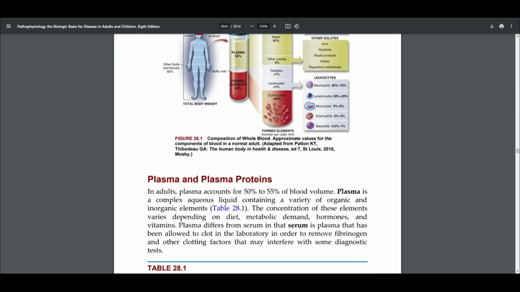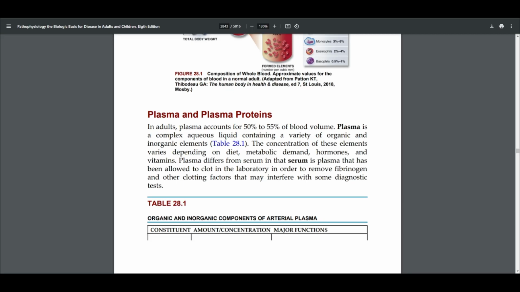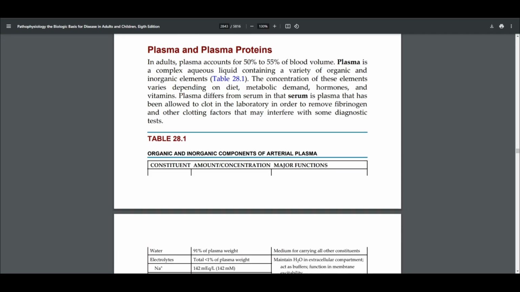So, talking about plasma and plasma proteins. In adults, plasma accounts for, again, 50 to 55% of blood volume. Plasma is a complex aqueous liquid containing a variety of organic and inorganic elements. The concentration of these elements varies depending on the diet, metabolic demand, hormones, and vitamins. Plasma differs from serum in that serum is plasma that has been allowed to clot in the laboratory in order to remove fibrinogen and other clotting factors that may interfere with some diagnostic tests.